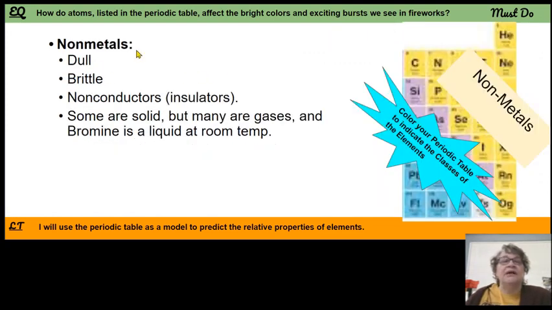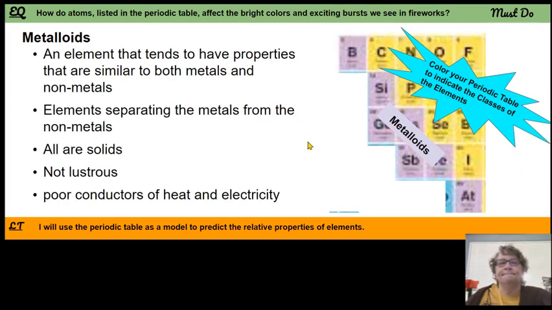Non-metals are dull. They're not shiny. They're brittle. They're non-conductors. Some are solid, but many of them are gases. Bromine is the only one that's a liquid at room temperature. Again, I want you to pause and color all of the non-metals, including hydrogen, which is way over here. I want you to color those yellow.